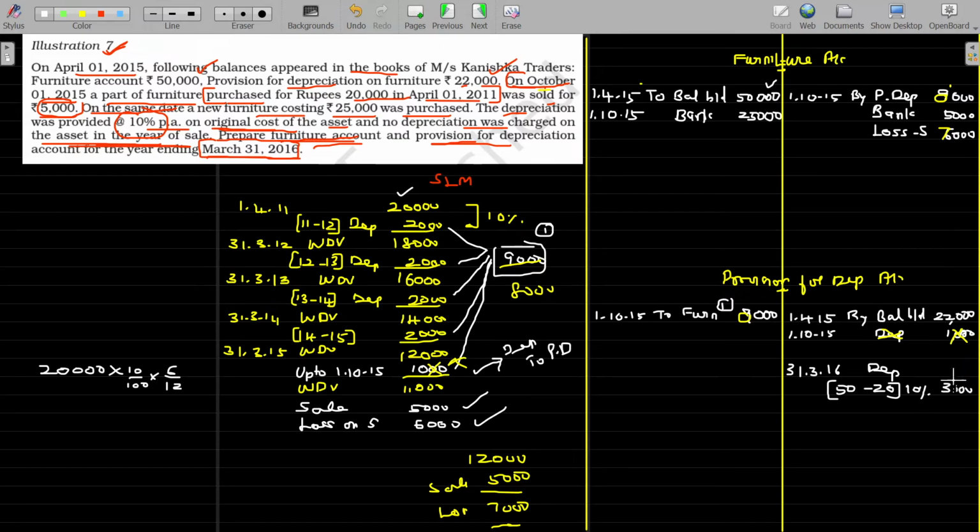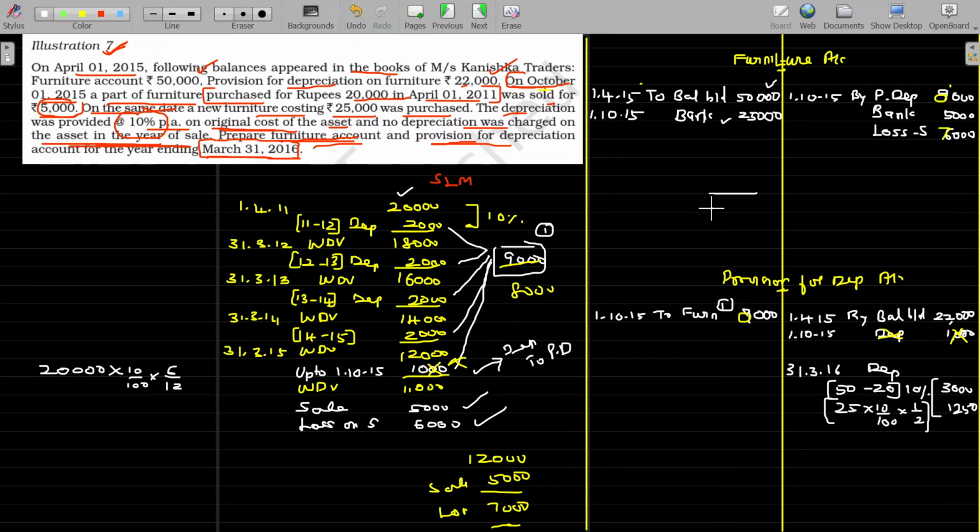Not only that, we have purchased one new asset for rupees 25,000 at 10 percent, but this new asset was purchased only on 1st October. So from 1st October to 31st March, we have only half a year. So this is eligible for half year's depreciation only, right? What is a half year's depreciation here? 1,250. Am I right? So 1,250. So the overall depreciation charged here is 4,250.